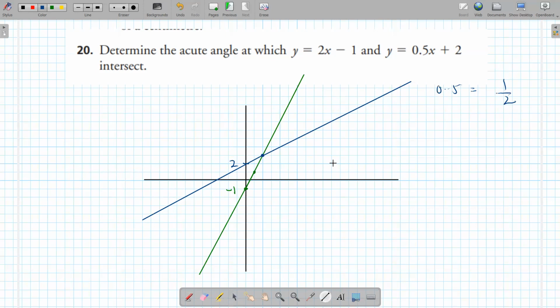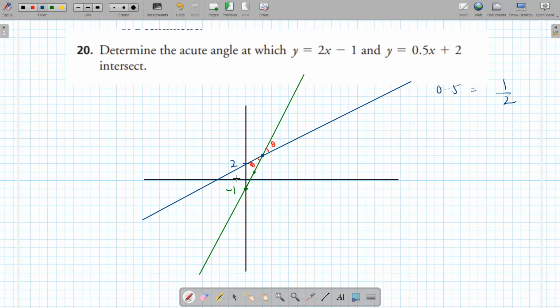Now it says determine the acute angle between these two. So I'm assuming we're looking for this angle, which will be the exact same thing as this angle because they are opposite angles. Any ideas on how to do this? Let me give you a hint.